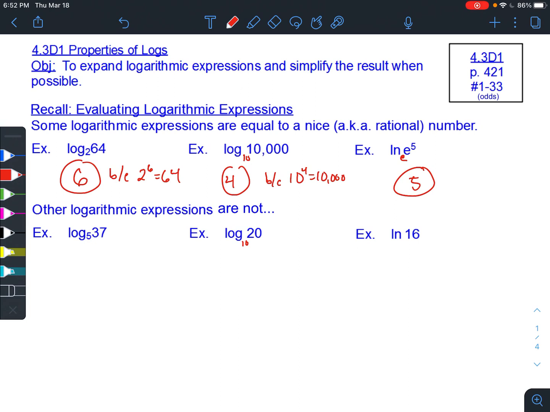If you're thinking 2, that's multiplying, that doesn't count. You need to raise 10 to some kind of power and land on 20, and the only way to pull it off is something pretty nasty and messy decimal-wise. Same thing at the end there with natural log of 16. e to what power is 16? I don't know, but it's definitely not nice. So some are nice, some are not. That's the point of that whole slide.